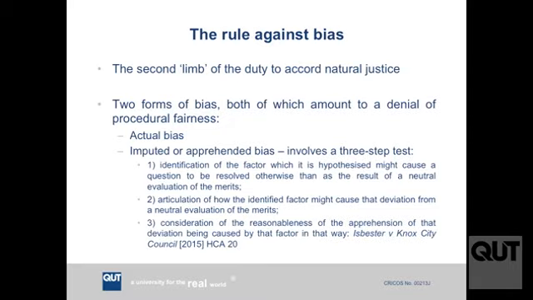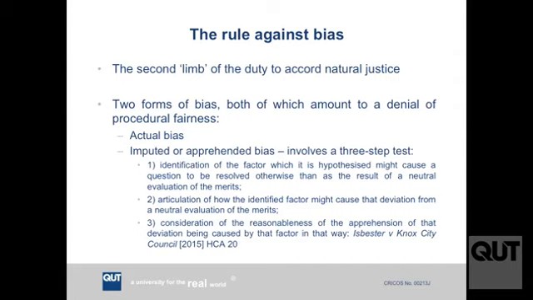Bias can be actual, that is, a deliberate, intentional finding against someone because of bias. And there is also ostensible or apprehended bias. Would a reasonable person suspect there is bias, whether or not that objectively is the case? The latter focus on apprehended bias is our primary focus here.